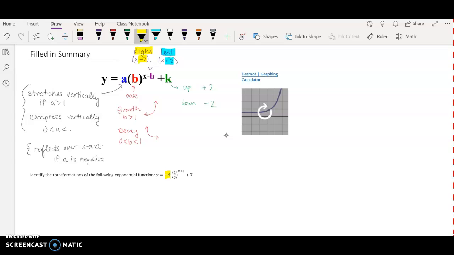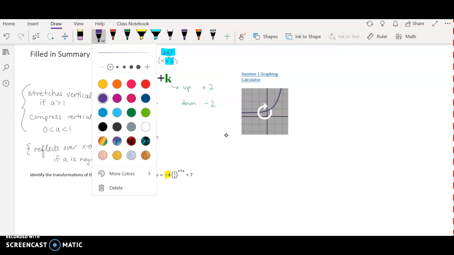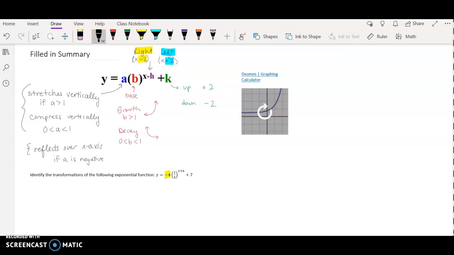First we're going to deal with the -4. So identify the transformations based off of this. The -4 here is going to mean that the negative sign reflects over your x-axis. That's because it's the negative. The 4 makes it a vertical stretch of 4. So those are your A things. Your base here is 1/3, which means it's going to be a decay function.